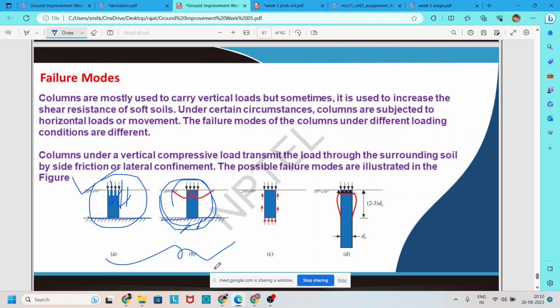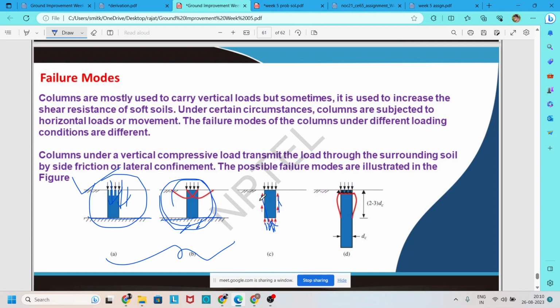The third one is when there is no hard stratum present. This failure happens like in a pile foundation, through skin friction and also end bearing. This type of failure occurs through friction or through end bearing.